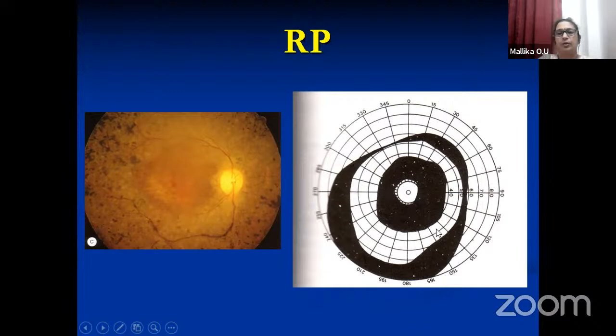And I told you initially there is a mid-peripheral scotoma, and these scotomas will coalesce together and produce a small central island of vision. And in later life, this also will be abolished and the patient becomes blind.